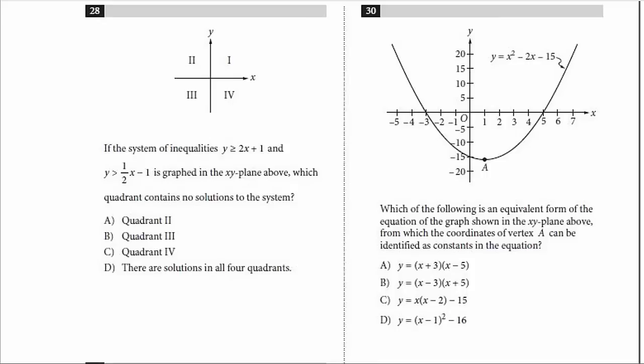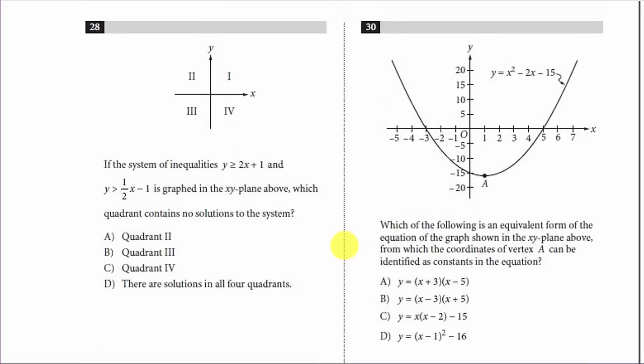All right, so if the system of inequalities y is greater than or equal to 2x plus 1 and y is greater than 1/2 x minus 1 is graphed in the xy plane above, which quadrant contains no solutions to the system? Well, let's look at the graph here. Let's see if we can squeeze it onto here. All right, so let's just go ahead and graph this.